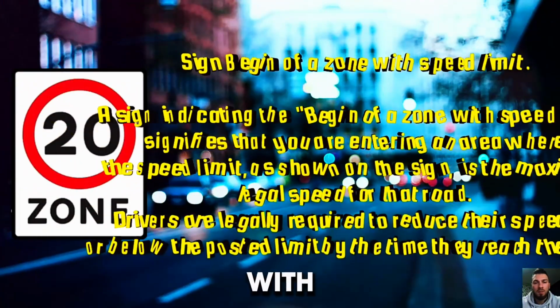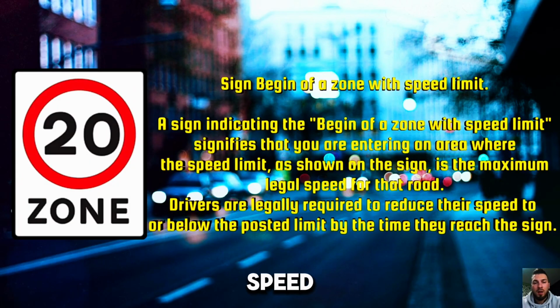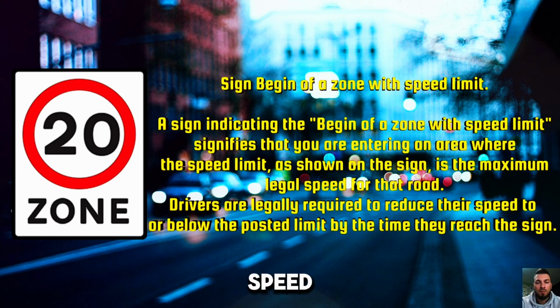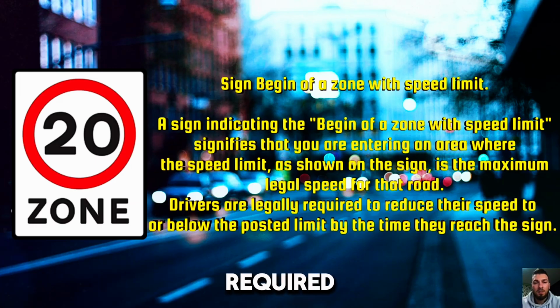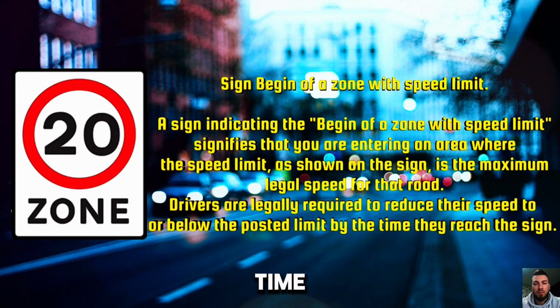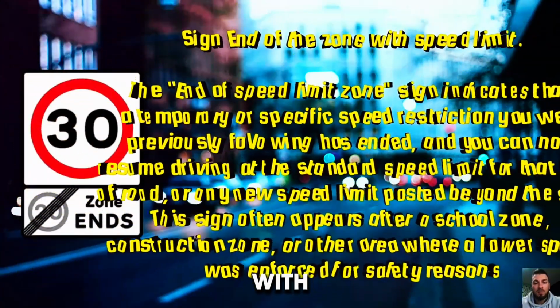Sign begin of a zone with speed limit. A sign indicating the begin of a zone with speed limit signifies that you are entering an area where the speed limit, as shown on the sign, is the maximum legal speed for that road. Drivers are legally required to reduce their speed to or below the posted limit by the time they reach the sign.